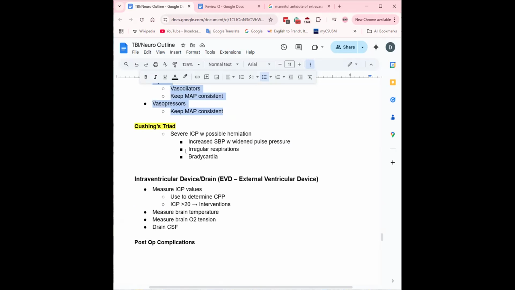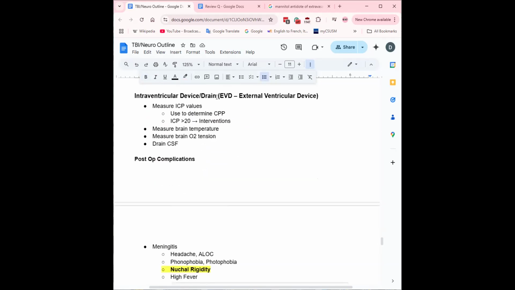This is key: your Cushing's triad, to know when things are going down. So maybe if you have a prioritization question, which one needs to take priority? The person with these symptoms would be someone having severe ICP. You don't need to know too much about the EVD. Just know it's a way for you to drain cerebrospinal fluid and therefore decrease the ICP.